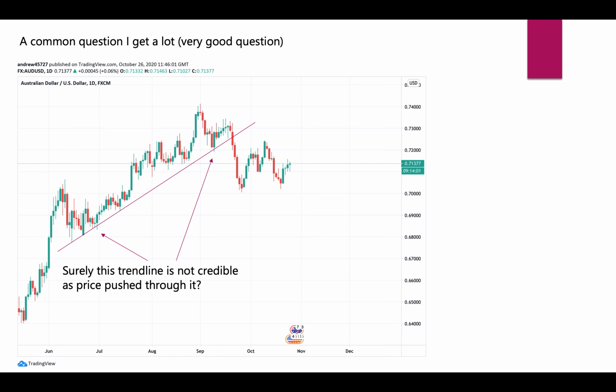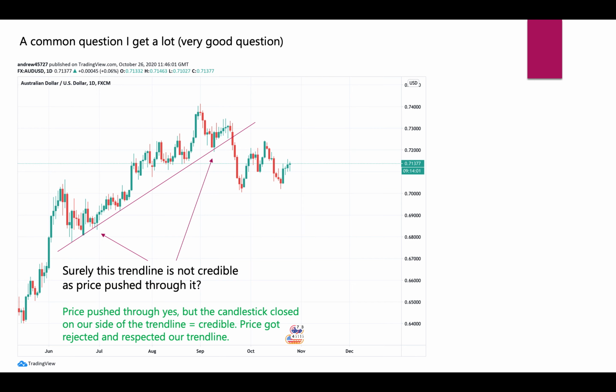And my answer to that would be, price pushed through, yes, 100% it pushed through, okay? But the candlestick closed. Remember, there's 4 parts to a candle, okay? The high, the open, the close, and the overall low, okay? We need to focus on the open and close. So price pushed through, yes it did, as you can see at these 2 points here. But the candlestick closed on our side of the trend line, okay? Which still makes it a credible trend line.